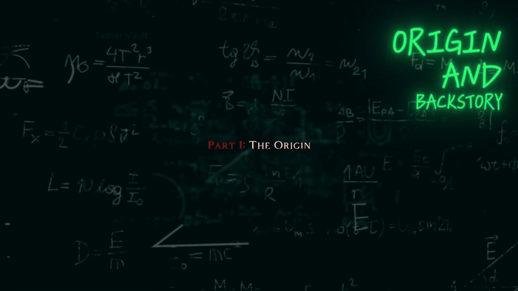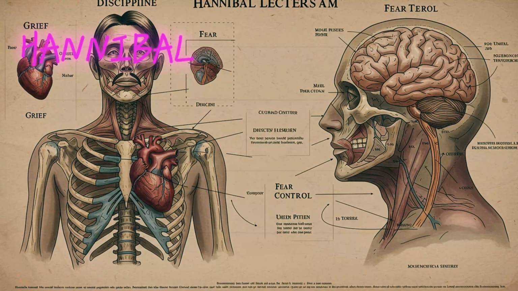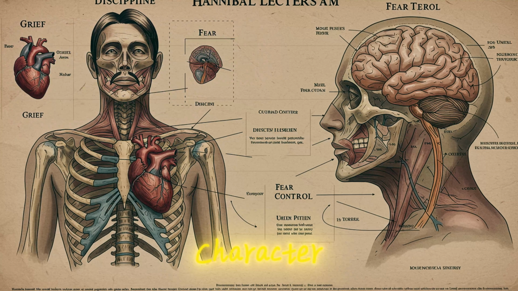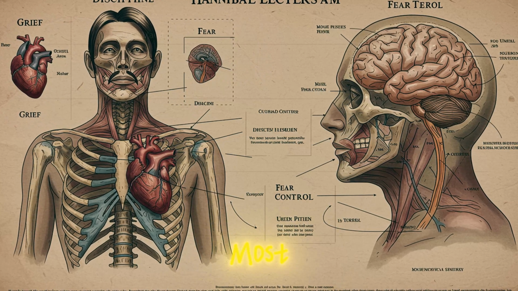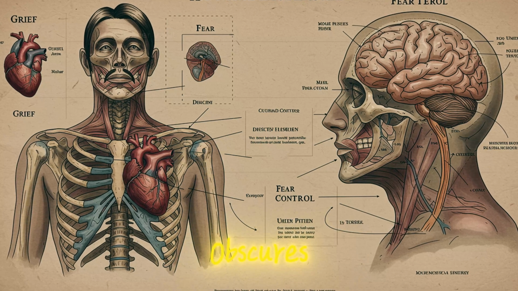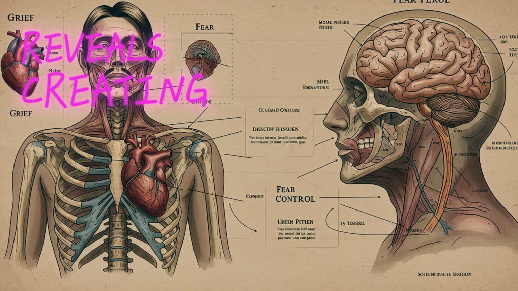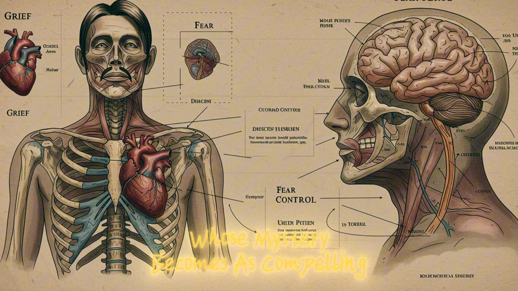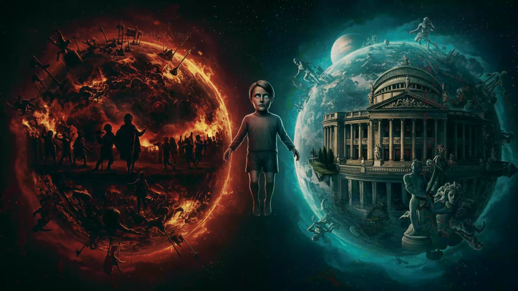Section 1. Origin and Backstory. Hannibal Lecter's backstory represents character anatomy operating at its most psychologically sophisticated level, an origin that deliberately obscures as much as it reveals, creating a character whose mystery becomes as compelling as his monstrosity.